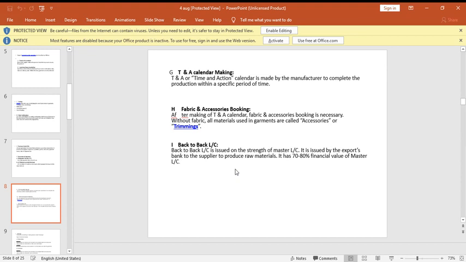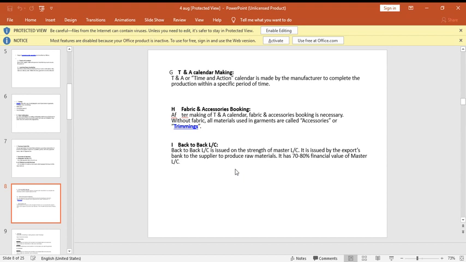The next one is T and A calendar making. T and A, or time and action. What is T and A? That is time and action. The calendar is made by the manufacturer to complete the production within a specific period of time. Fabric and accessories booking. After meeting the time and action calendar, fabric and accessories booking is necessary. Apart from fabric, all materials used in garments are called accessories or trimmings.